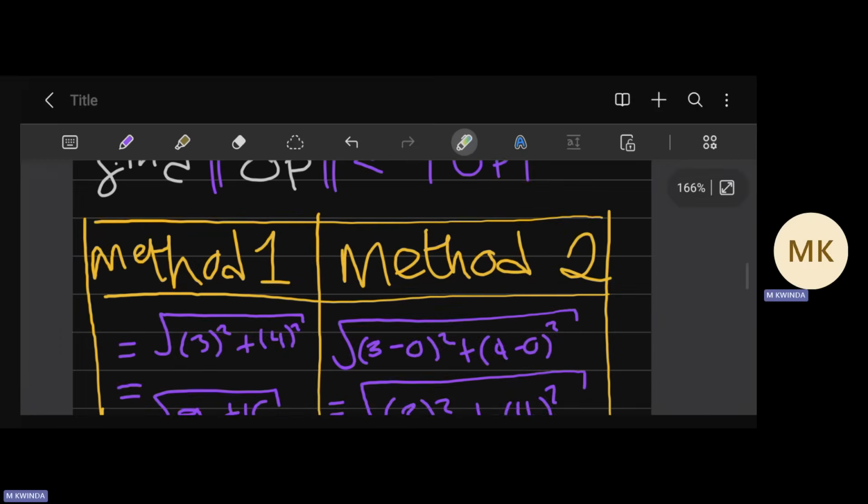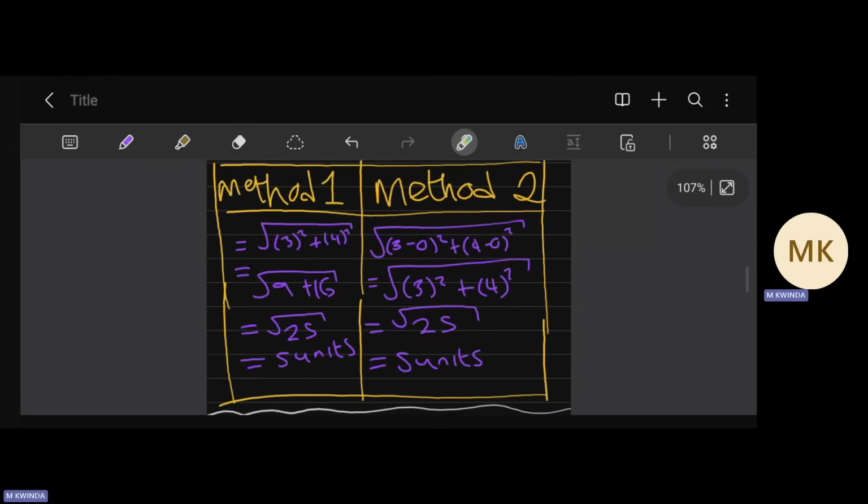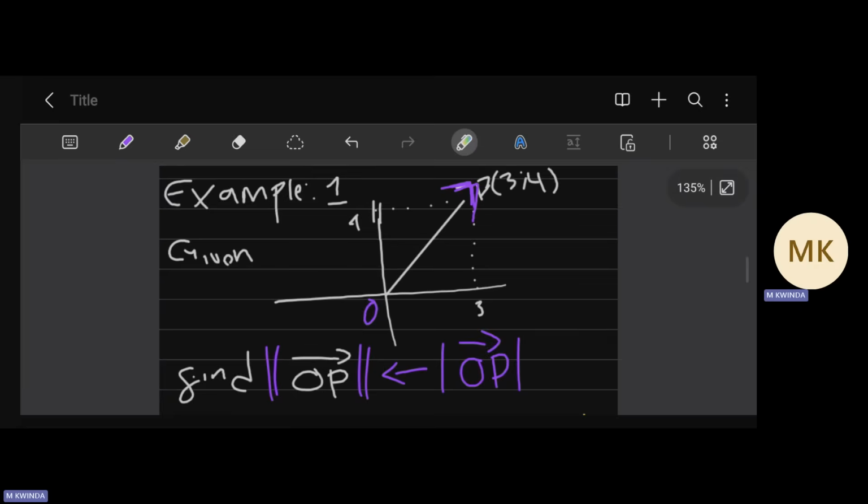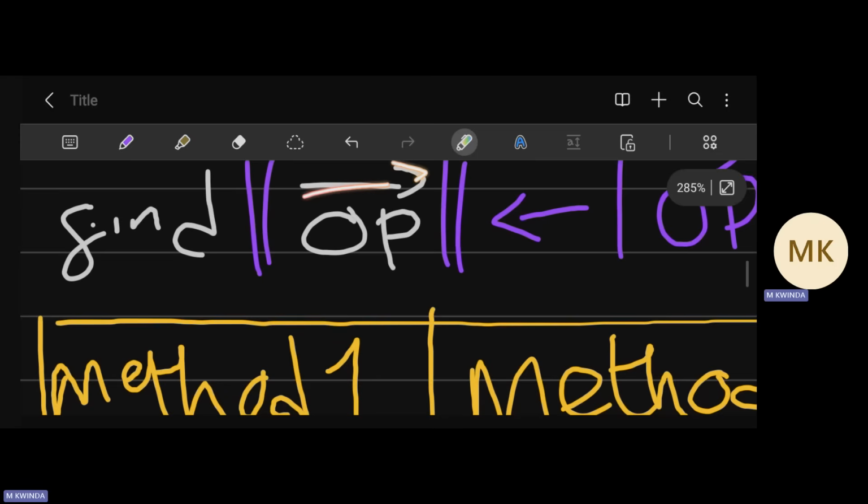So this was basically the magnitude of OP, right? The magnitude of the vector OP. So you're showing that it's the magnitude of a vector, because if it was just OP, you're basically finding the magnitude of a scalar.